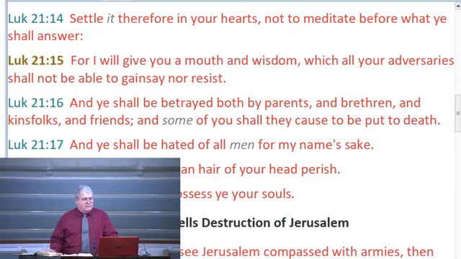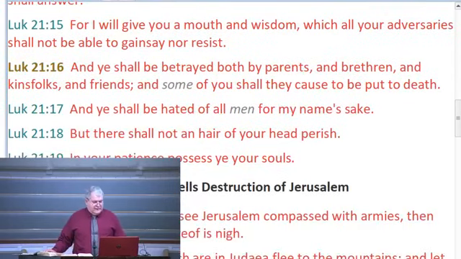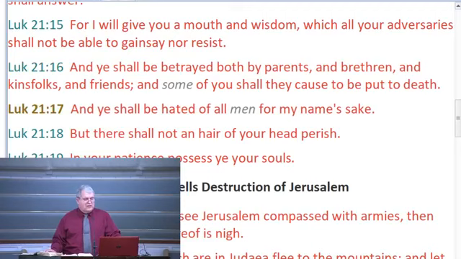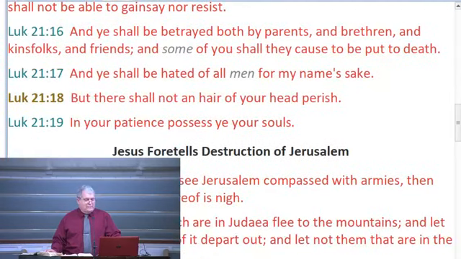You'll be betrayed both by parents and brethren and kinsfolk and friends, and some of you shall they cause to be put to death. Now look at the next verse, says you'll be hated of all men for my name's sake. But look at verse 18. There shall not an hair of your head perish. What did he just say in verse 16? Some of you shall they cause to be put to death. But verse 18, there shall not an hair of your head perish.